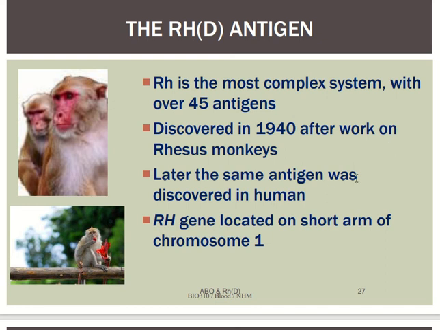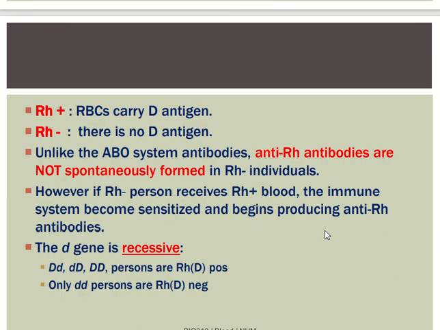However, later the same antigen was also discovered in humans, in which the rhesus gene is located on the short arm of chromosome 1. For the rhesus factor, if our red blood cell carries the D antigen, it is known as rhesus positive. If our red blood cell does not carry any D antigen, it is referred to as rhesus negative.